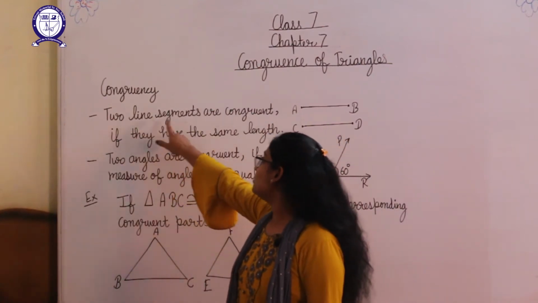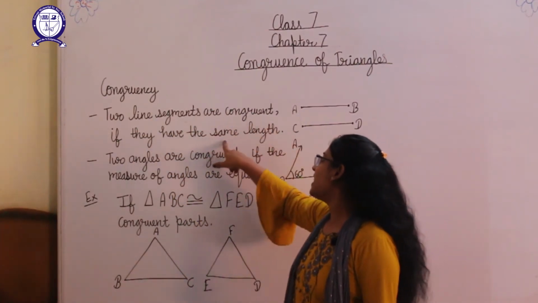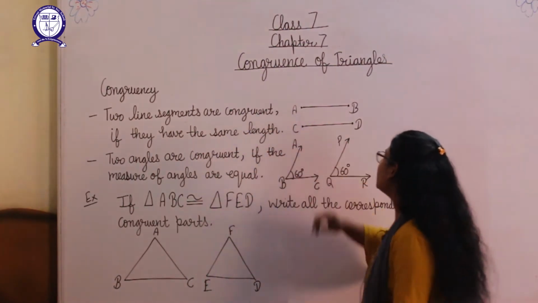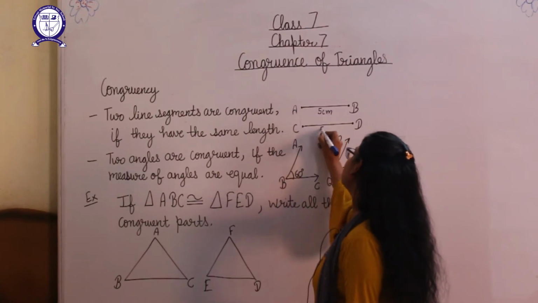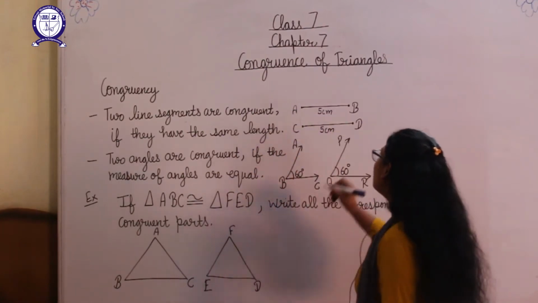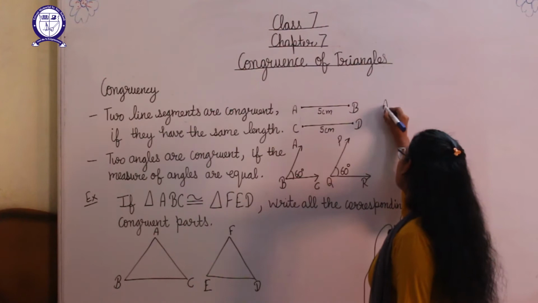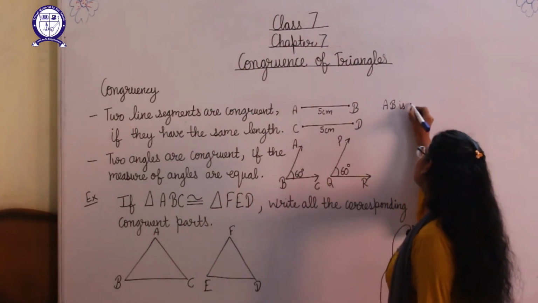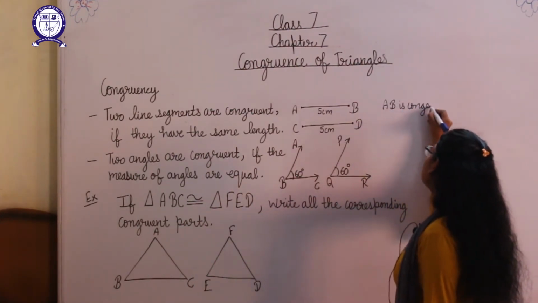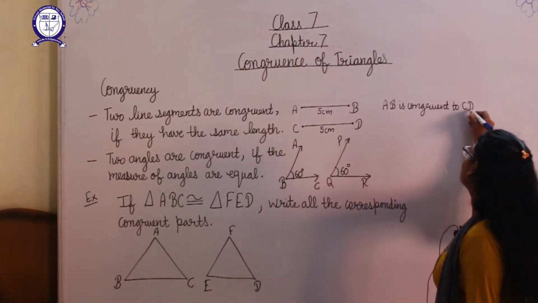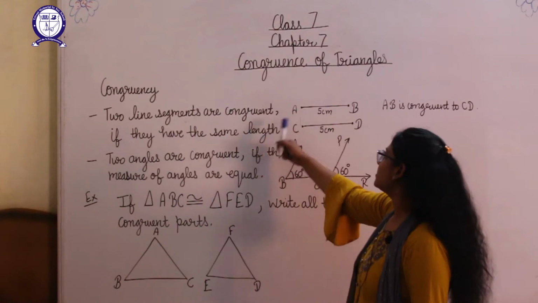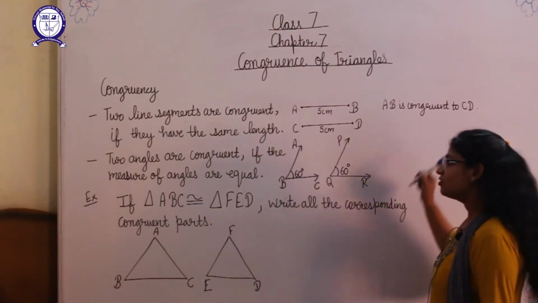First of all, two line segments are congruent if they have the same length. Here AB is 5 centimeter and CD is also 5 centimeter. So I can say that AB is congruent to CD. If two line segments are of the same length, then they are congruent.